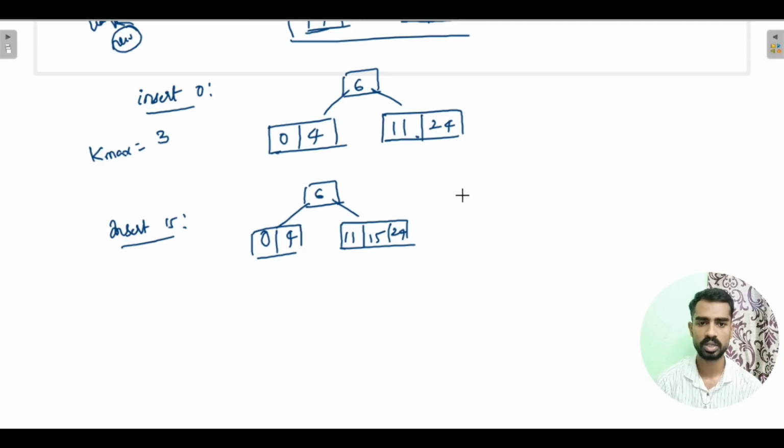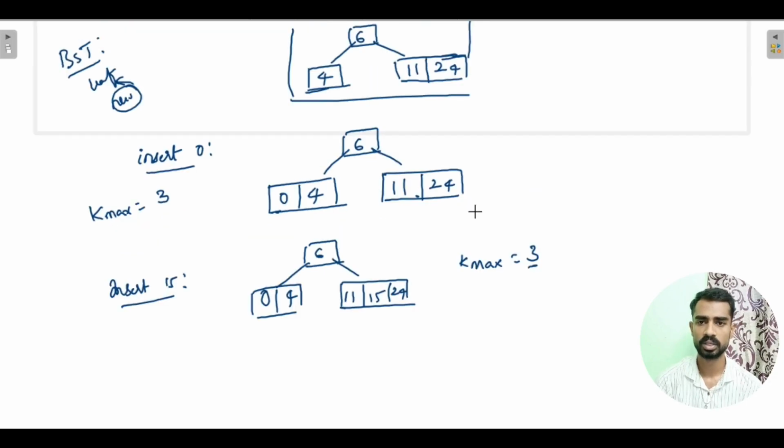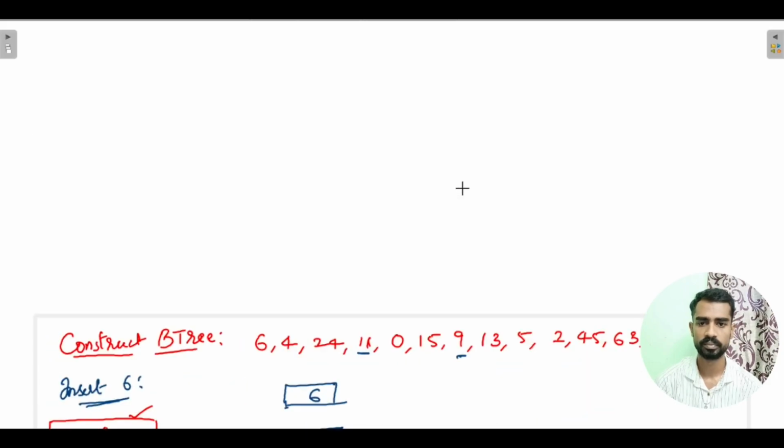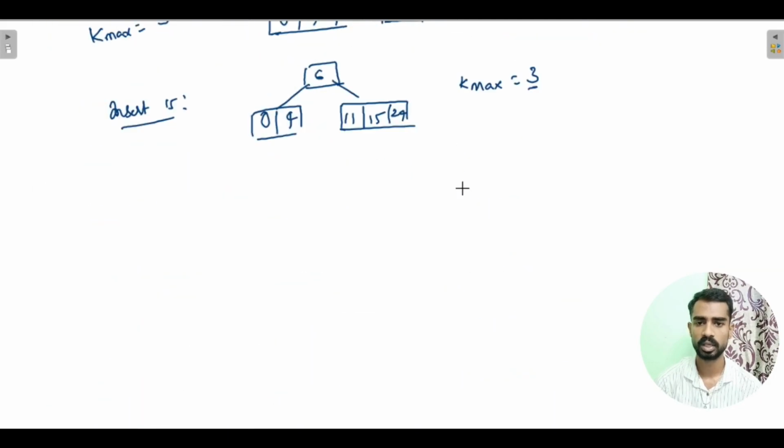Now the insertion is completed, and we should validate the K maximum. What is the K maximum? 3, and it is still within the property value of 3. So we don't have to worry about balancing or a split operation. Now we will see what the next element to be inserted is. We have inserted 15, now we will insert 9.